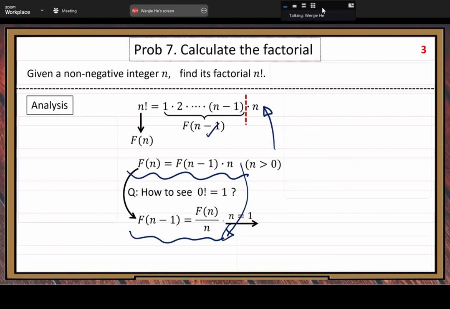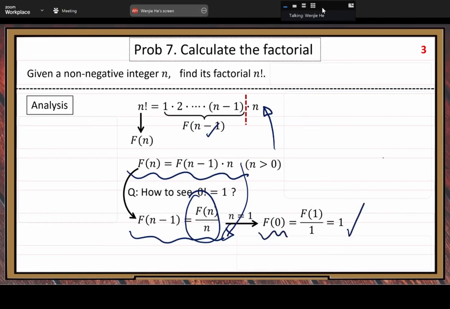Let us plug in n equals 1 into this formula. When n equals 1, the right-hand side has no problem, right? So let's just do it. So we get f of 0 equals f of 1 over 1. F of 1, that is 1 factorial. 1 factorial equals 1, you have no problem, right? That's obvious. So 1 over 1 equals 1. Then you see what you get. F of 0 equals 1.